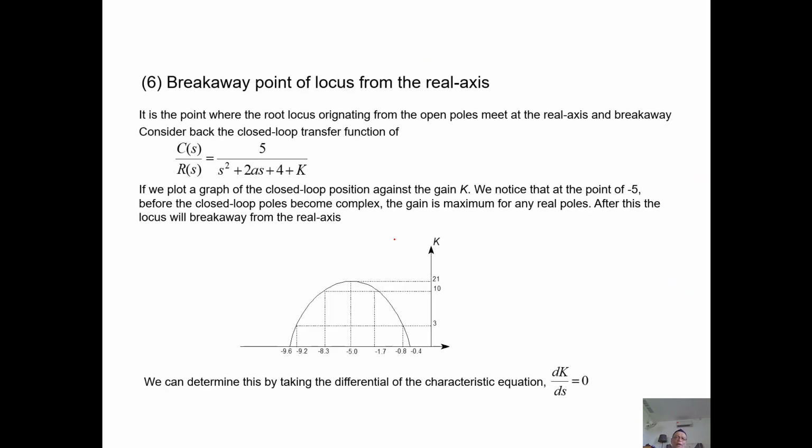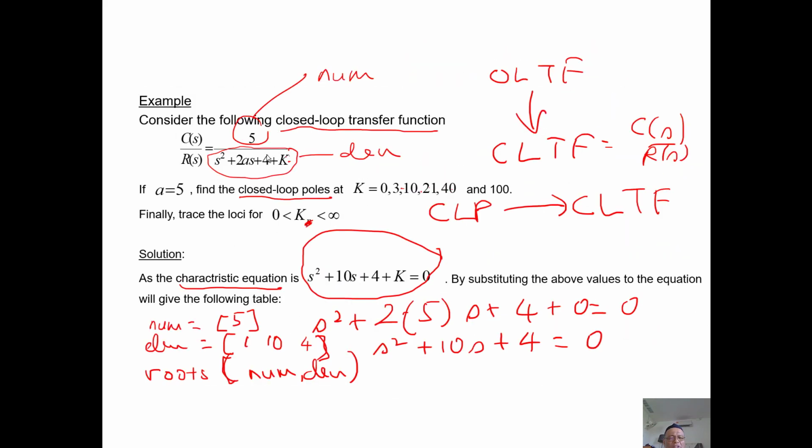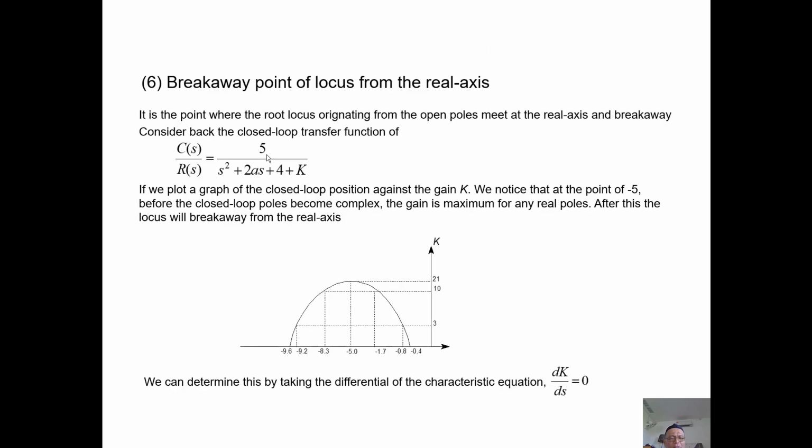Okay, the next one we want to study is the breakaway point. The breakaway point of locus from the real axis is the point where the root locus originating from the opposite poles meets the real axis and breaks away. For example, consider the example that we were discussing before this, which is this one. We look at the same example. For example, the closed loop function is this one.